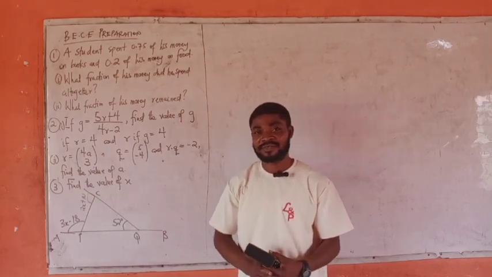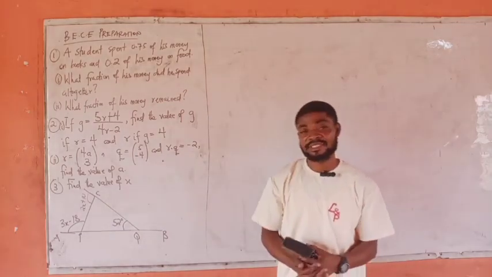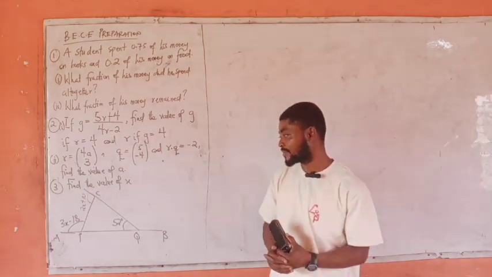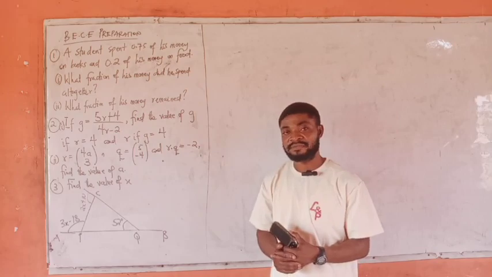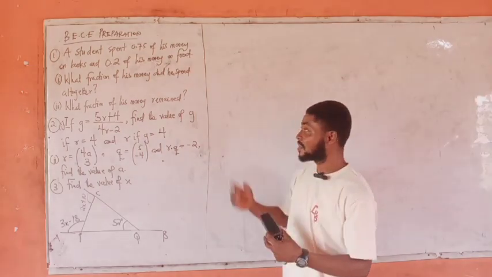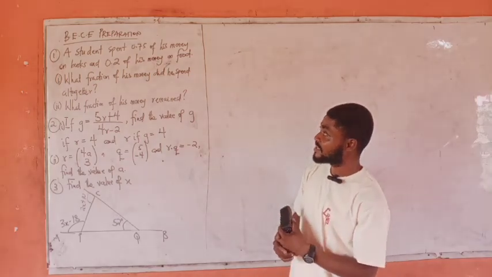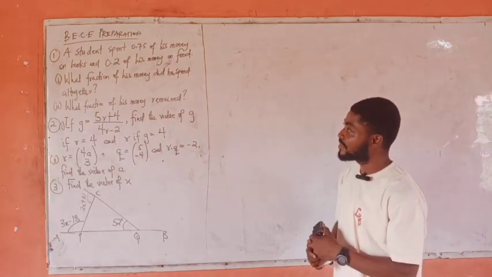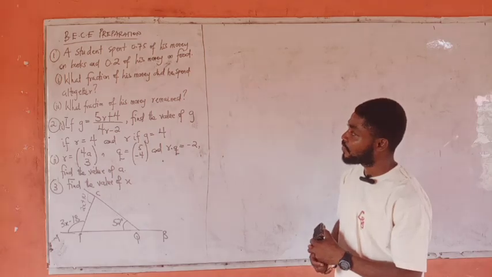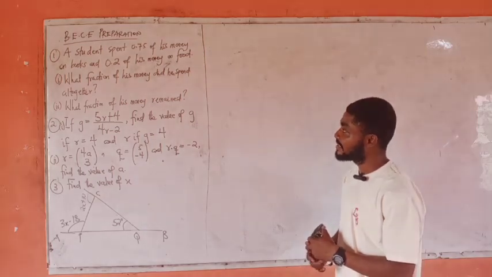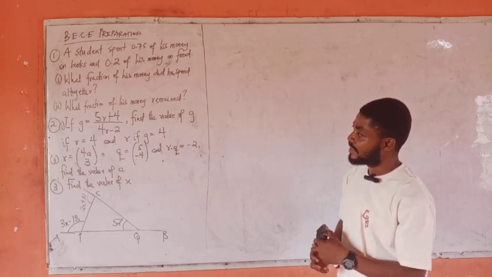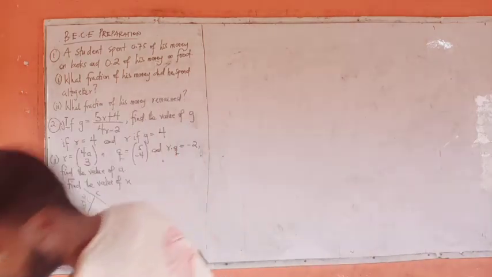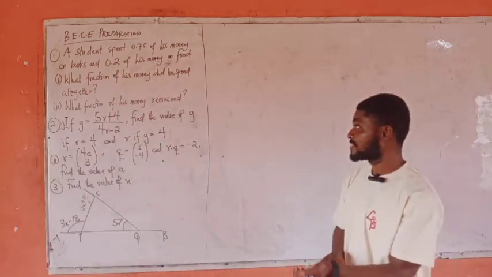In Coffee Class today, we continue with the BC preparation questions, and then we have three questions on the board. We want to spend about 15 minutes or less to look at them. First question says a student spent 0.75 of his money on books and 0.2 of his money on food. What fraction of his money did he spend altogether? And the second one says, what fraction of his money remained? So we take it one after the other. First question.